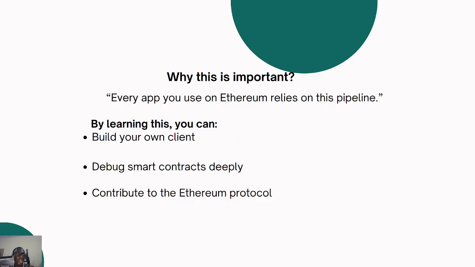Where does the transaction start from? How is it being processed? After being processed, where exactly does it go next? When you understand the flow of this thing, building your own client is simple.